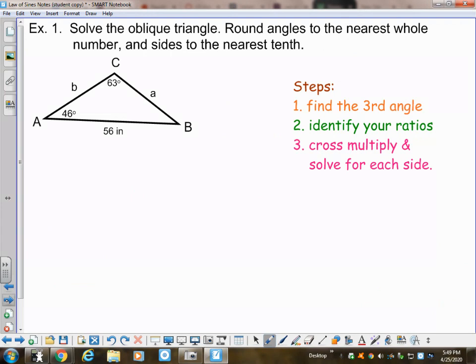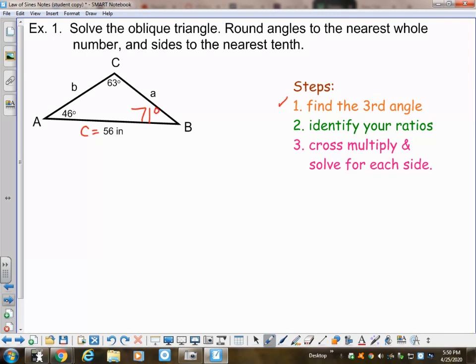So the first example says to solve the oblique triangle, rounding angles to the nearest whole number and sides to the nearest tenth. And I wrote the steps to help you in doing this. You can see we have a triangle and it's all labeled capital A, B, and C, little a, little b, and little c. Step 1 says to find the third angle. We have two of them, so we can find the third. Triangles add to 180. So if we take 180, subtract 63 and 46, we get 71 degrees for angle B.